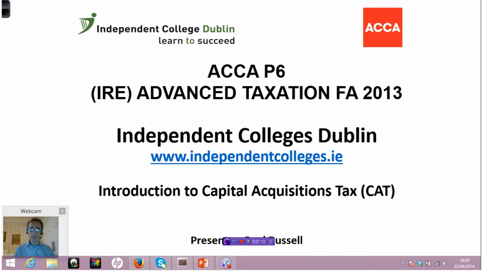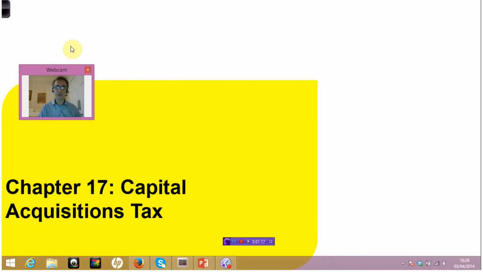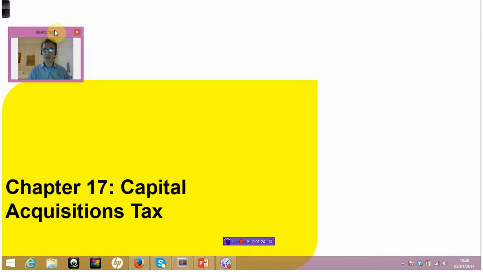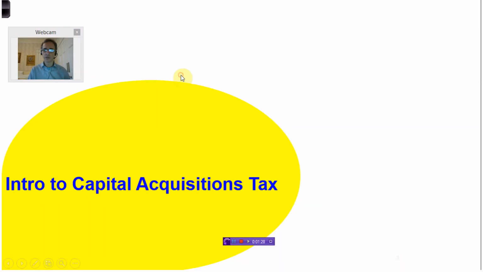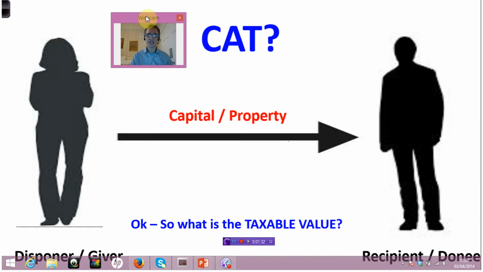Okay, so moving on, in terms of a starting point, I'd refer you to BPP text chapter 17 if you're using the BPP material. If you're not, I think the screencast will still be able to help you a little bit. So in terms of an introduction, what is CAT? Essentially, CAT is a tax on the transfer of capital or property from one person to another.